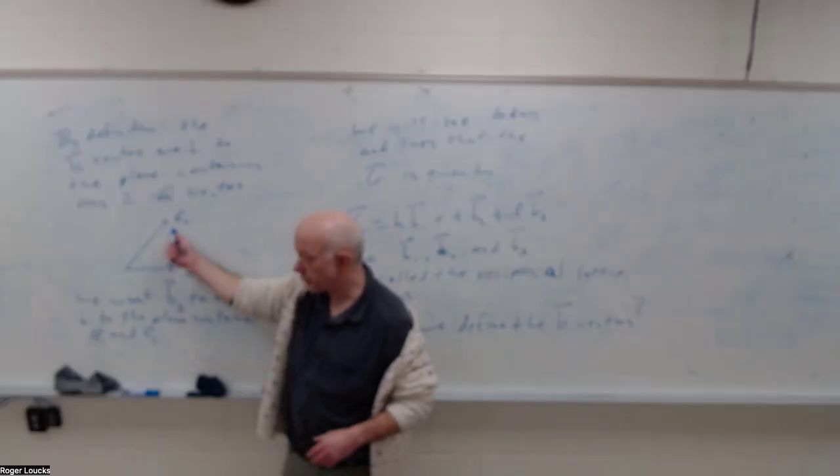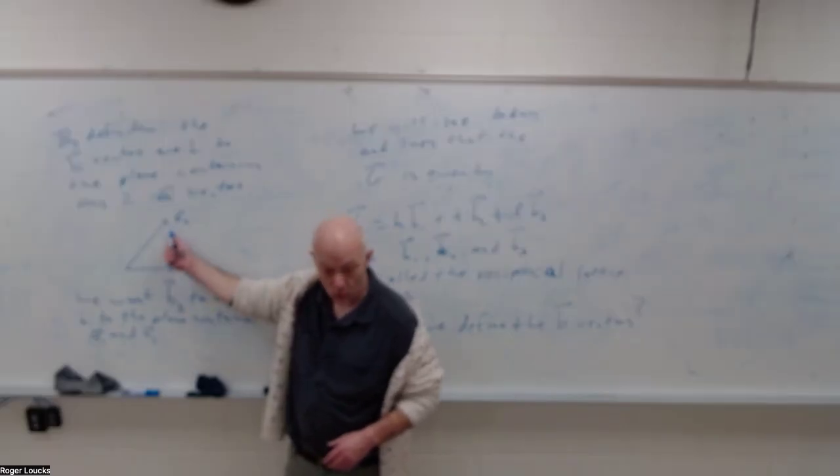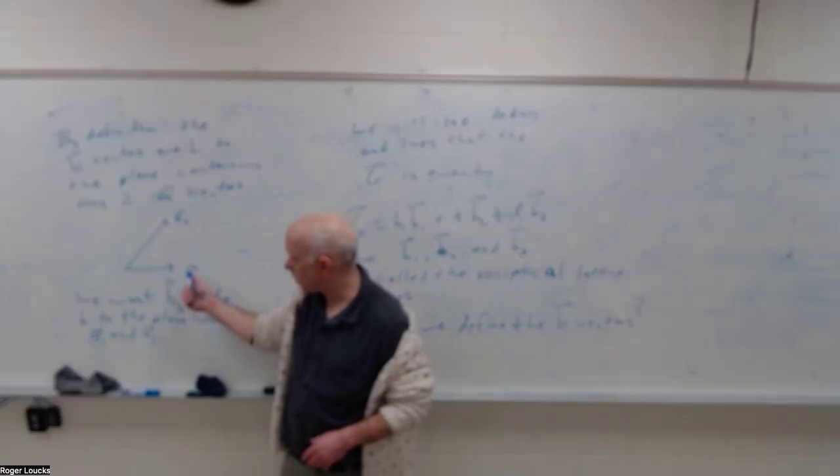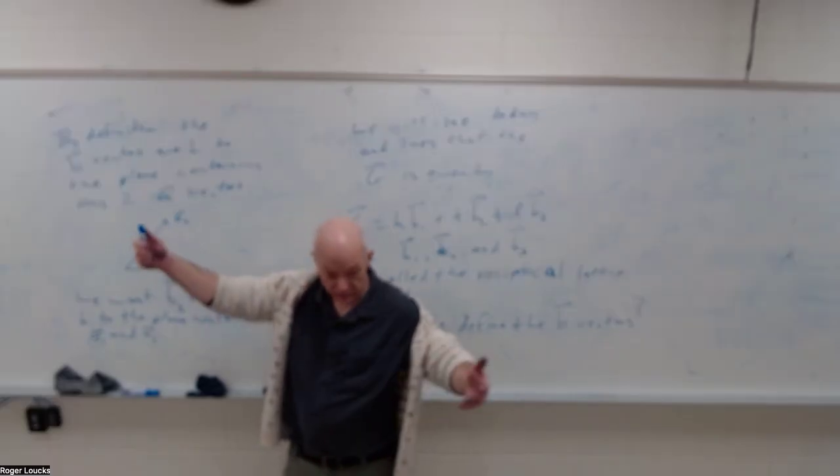If I had a 2 and then a 3 here, what would then my B vector be? B1. And again, if I then have a 3 and a 1, I'm going to have B2.